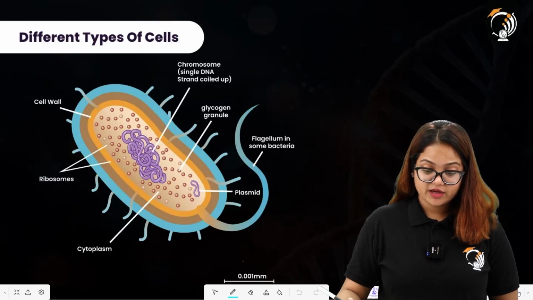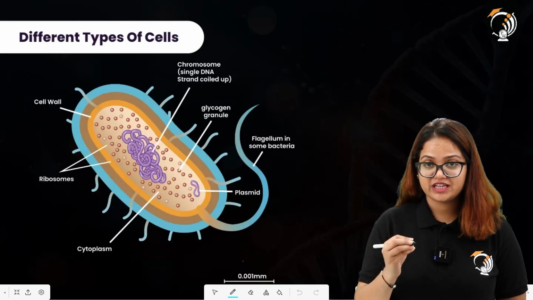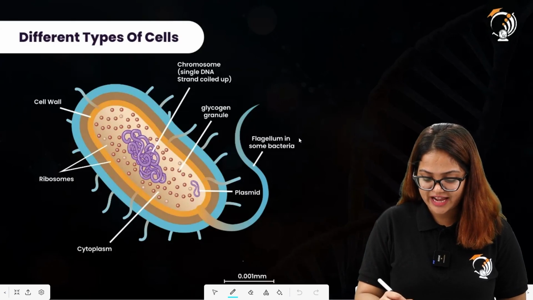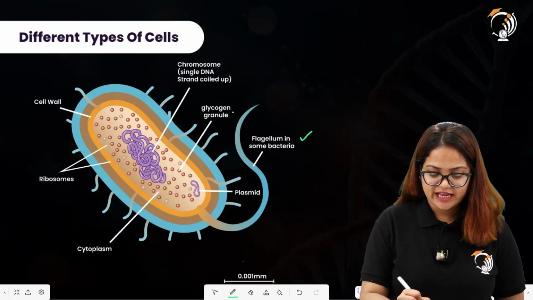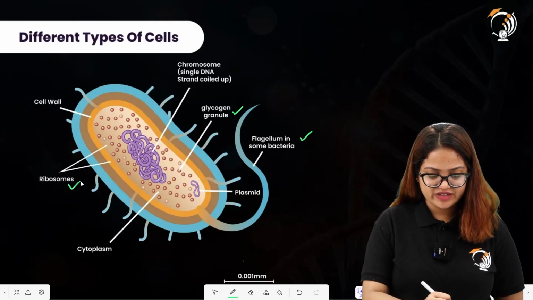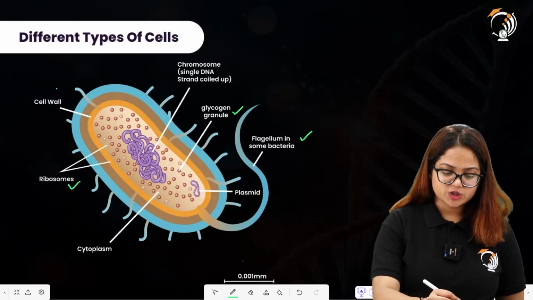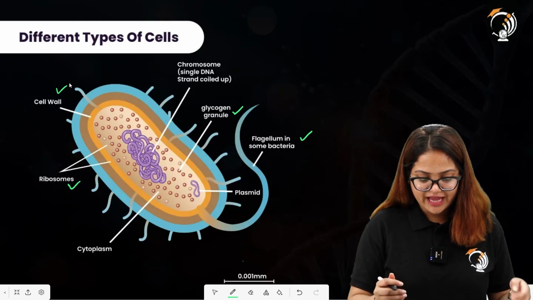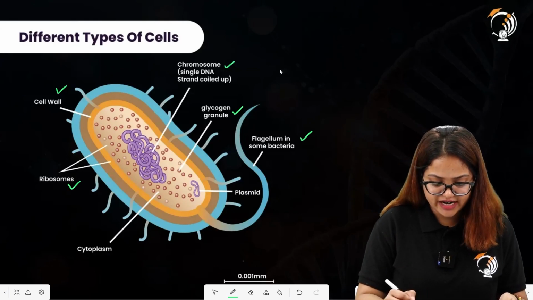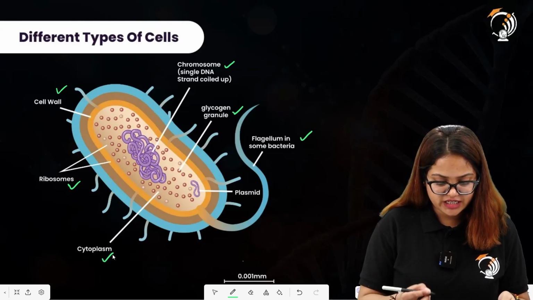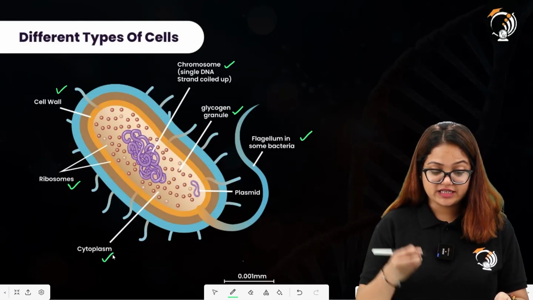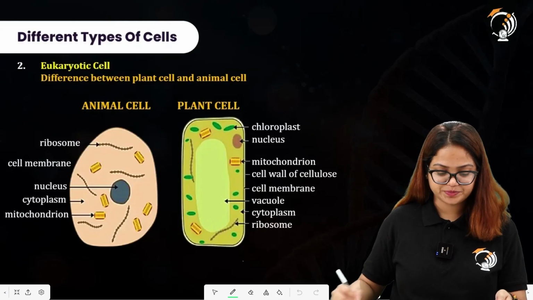Alright, so there is again one diagrammatic representation in which it is clearly stated that the flagellum is present in some bacterium only. Glycogen granule is there. We have the ribosomes. Cell wall is also there. Then we have chromosome, a single DNA strand coiled up. Cytoplasm is also there. Inner to the cell wall, we can observe that it has the cell membrane.